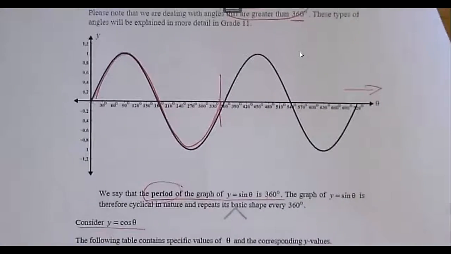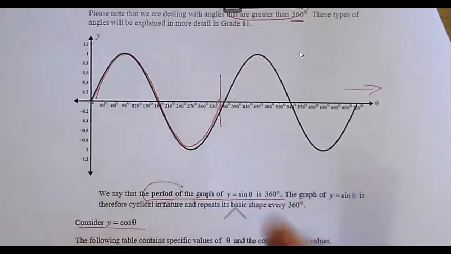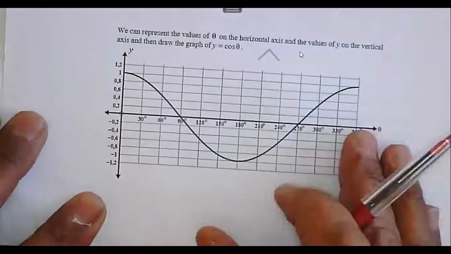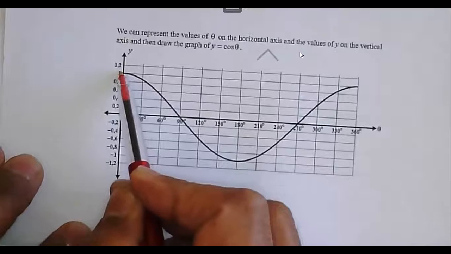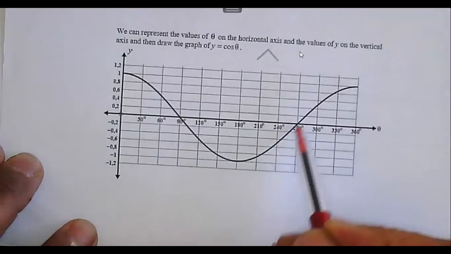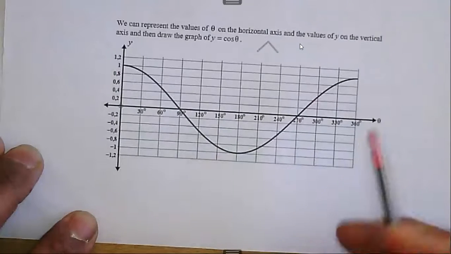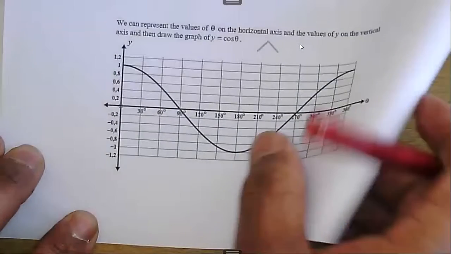See, the sine graph starts at 0, goes up, comes down, goes up. The cos graph doesn't. The cos graph starts at 1, then it comes down. So it looks like a dip. You see, it looks like a little dip. That is the characteristic of a cosine graph, right?